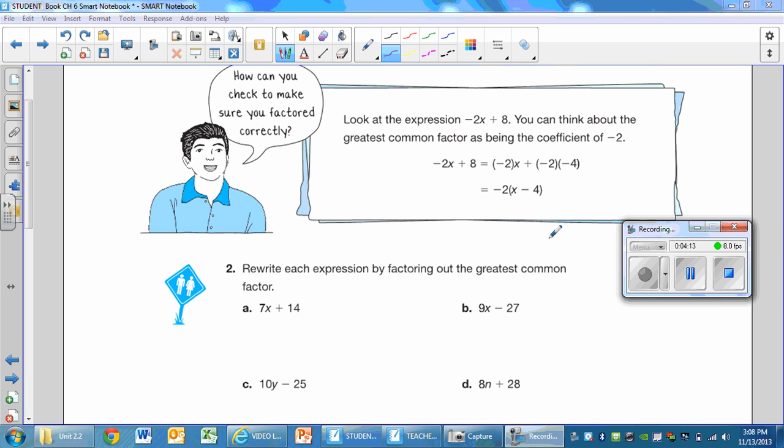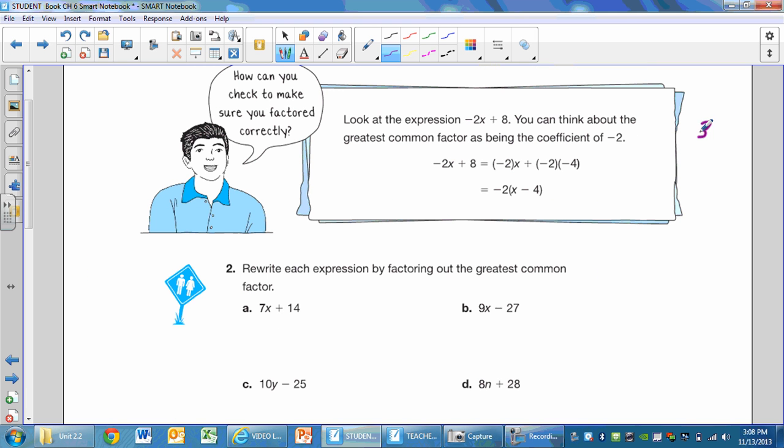All right, now we're on page 311. So, look at the expression negative 2x plus 8. You can think about the greatest common factor as being the coefficient of negative 2, so the outside portion here. Well, negative 2 goes into negative 2x, so negative 2x, and then negative 2 goes into 8. Well, remember, a positive times a positive is a positive, a negative times a negative is a positive, and a negative times a positive is a negative.